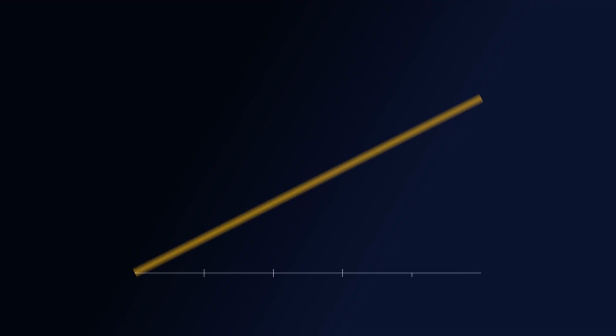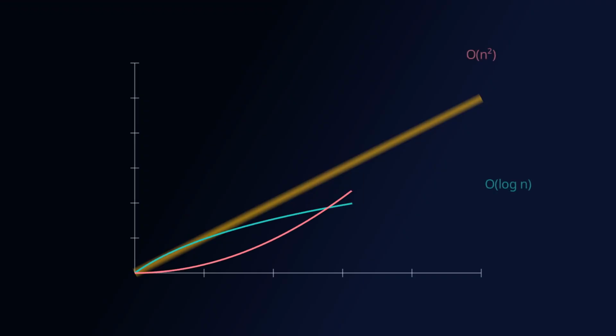Linear time feels intuitive because it matches our common sense. Twice the work for twice the stuff. On the graph, it's a clean, straight diagonal, steeper than log n but perfectly reasonable.